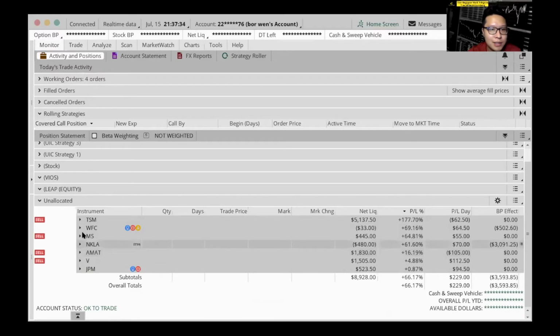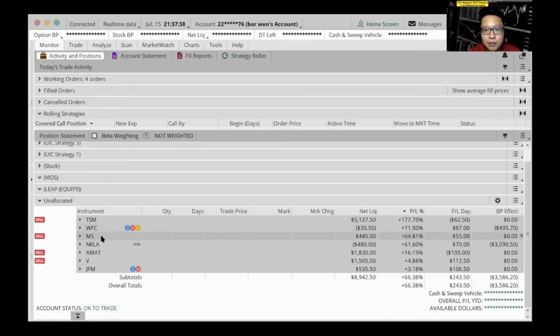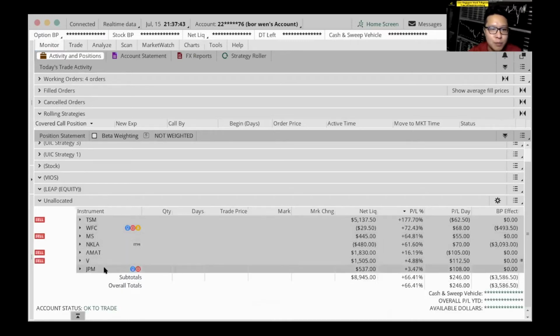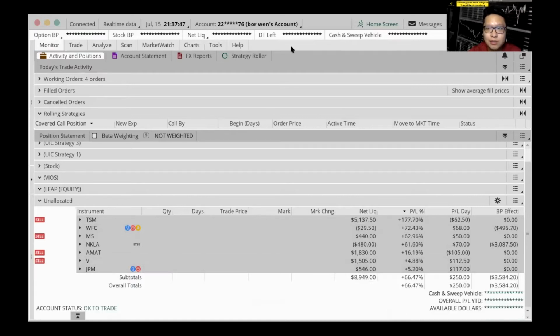Then the rest is banks. I have WFC, Morgan Stanley, which is also investment banking. Then of course Visa, not doing that well, 4%. JP Morgan, 5%. So far so good. Everything seems to be doing quite okay.